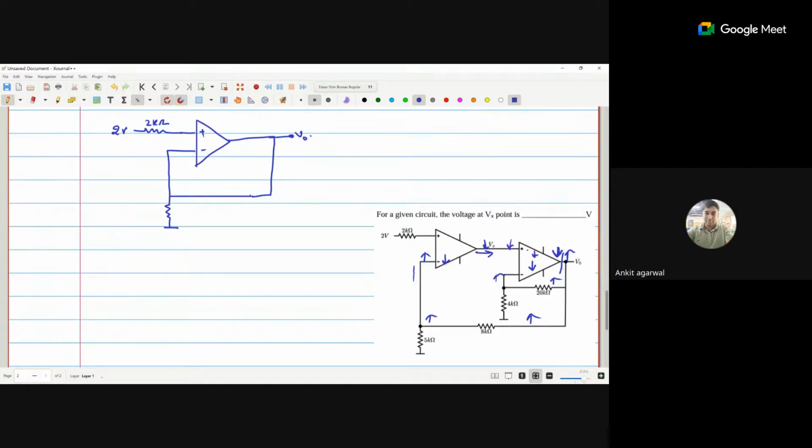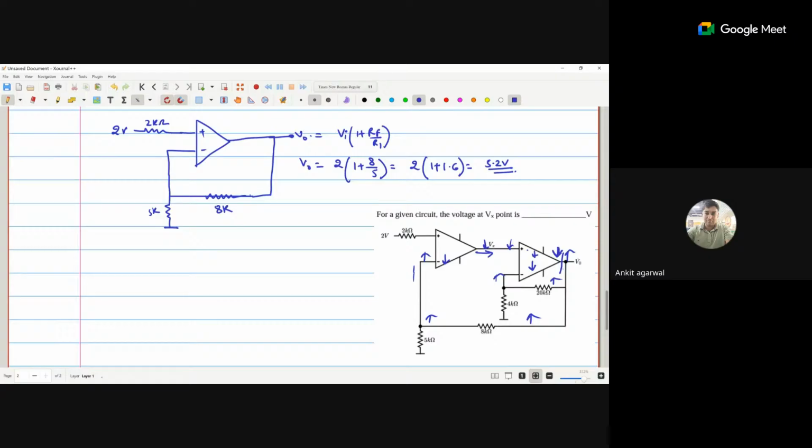This is the 2 kilo ohm, 5 kilo ohm, and here we have one more resistor, 8 kilo ohm. Because of the 2 volts connected on the non-inverting terminal, what is the output? V in times 1 plus Rf by R1. So V out is equal to 2 volts times 1 plus 8 by 5, that means 2 volts times 1 plus 1.6, so 2 times 2.6, that means 5.2 volts. Our output voltage is 5.2 volts.